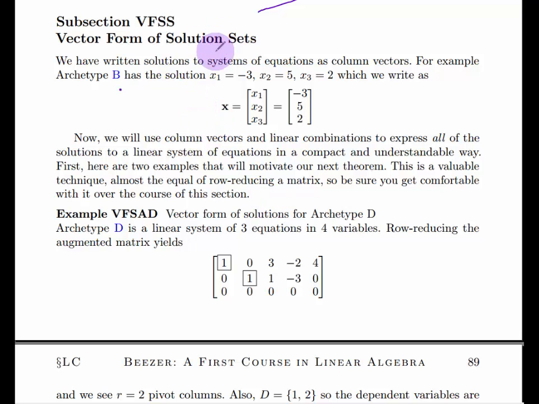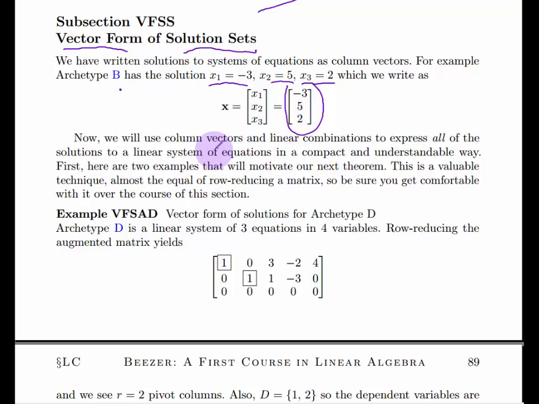Okay, we're going to continue exploring this relationship between vectors and solution sets of linear equations. This section is quite long, but what it contains is several examples of the technique that's used to write vector form of solution sets. All right, so let's see. Suppose we have the solution x1 equals minus 3, x2 equals 5, x3 equals 2. We can write that as a vector.